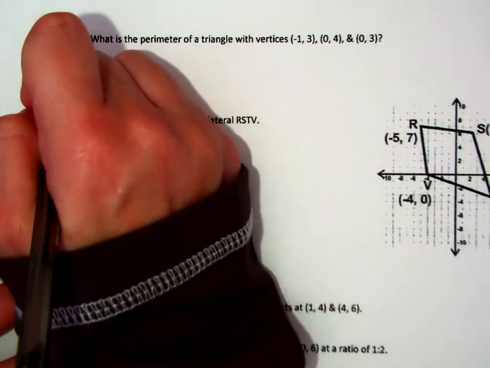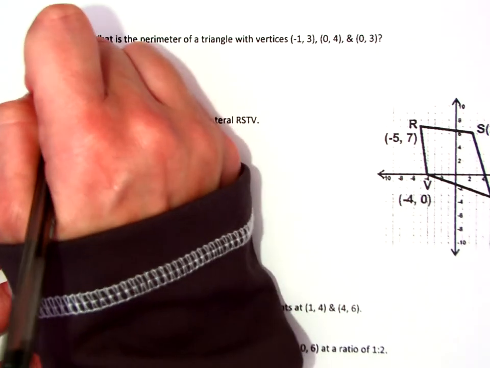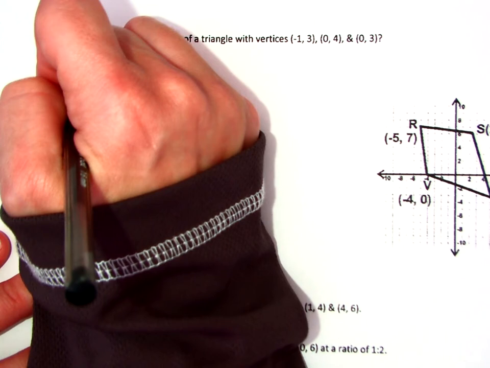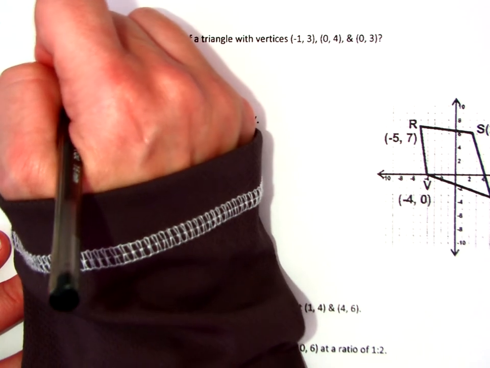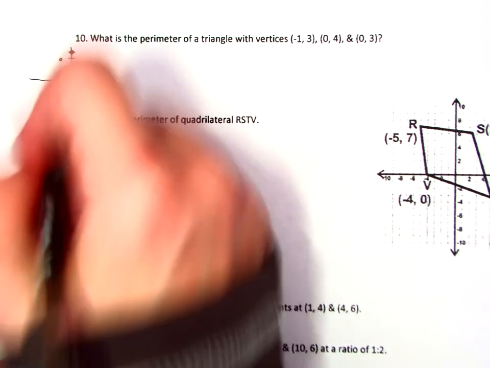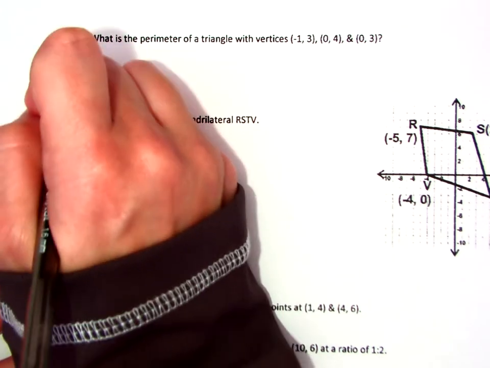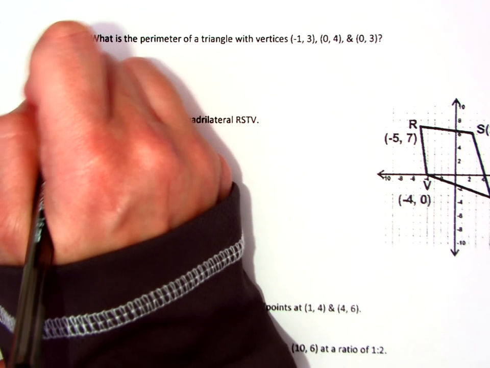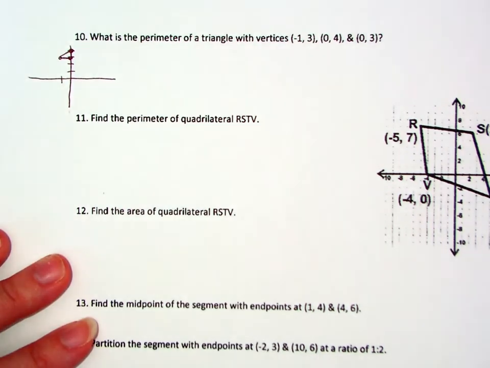So I have -1, 1, 2, 3. And then I have 0, 4. So we got 0, 4. And then I have 0, 3. So here is what we've got, a very tiny little triangle. So what we're going to do is find these different units.